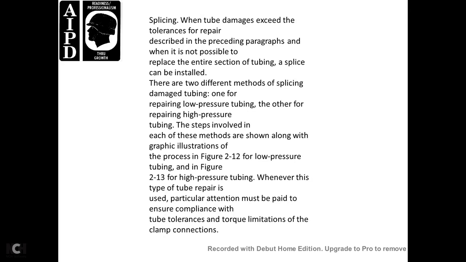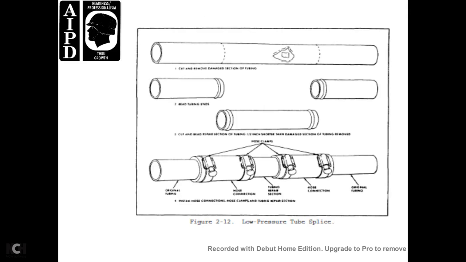when it is not possible to replace the entire section of the tubing, a splice can be installed. There are different methods of splicing damaged tube: one for repairing low-pressure tubing, another for repairing high-pressure tubing. The steps involved in each of these methods are shown along with a graphic illustration of the process. Figure 212, the low-pressure tubing. Figure 213, high-pressure tubing. Whenever this type of tubing repair is used, particular attention must be paid to ensure compliance with the tube tolerance and tube torque limitations of the clamp connections.